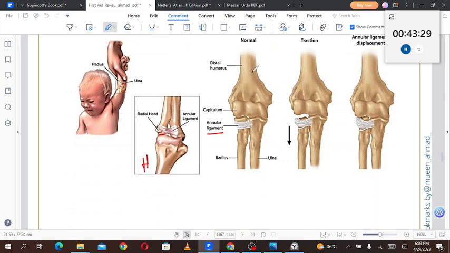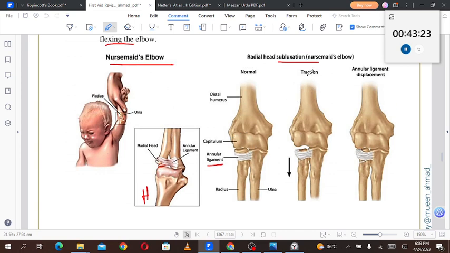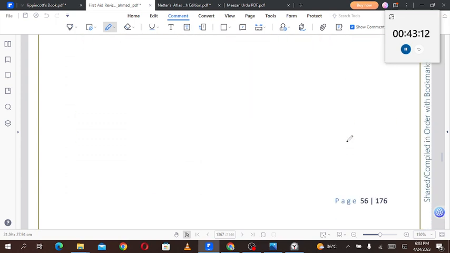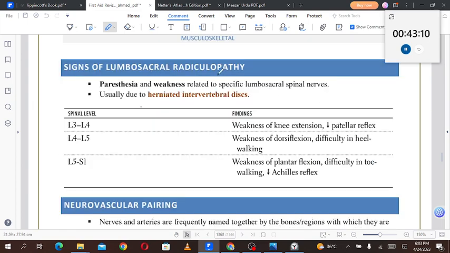Normally we have the distal humerus and then the capitulum, and the annular ligament housing the head of the radius. If there is traction downwards, this head will be subluxated, and annular ligament displacement will be seen. The annular ligament is between the capitulum and the radial head, so this can cause pain in this region as well.